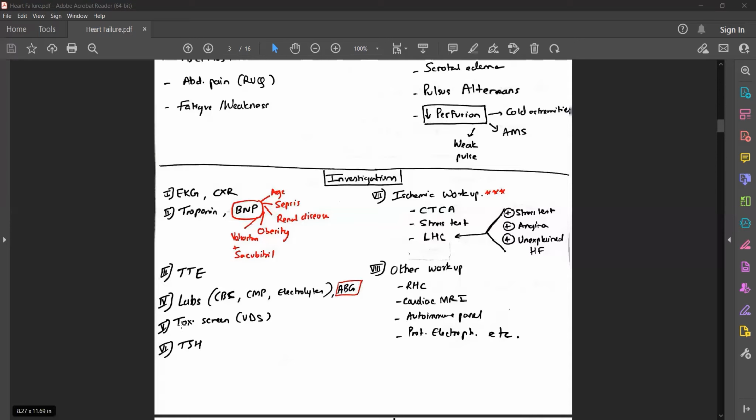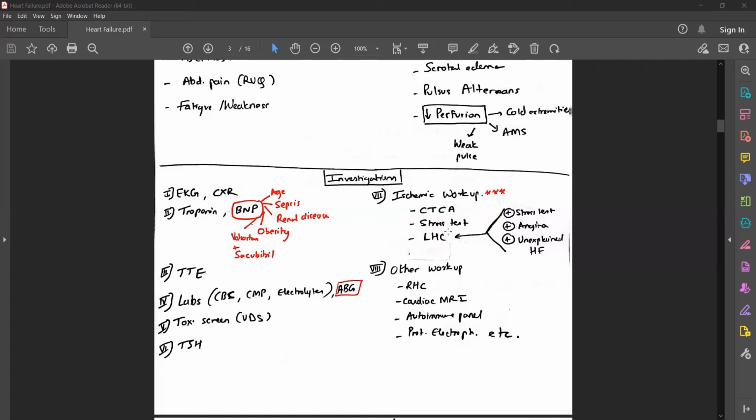Then tox screen, as I said, one of the important causes of heart failure is alcohol, cocaine, drug use. So you'll order a urine drug screen and then a TSH. Now, every patient who comes in with new onset heart failure, especially HFrEF, has to undergo an ischemic workup. You can do a CT coronary angiogram, a stress test, or a left heart cath, coronary angiography, and angioplasty.